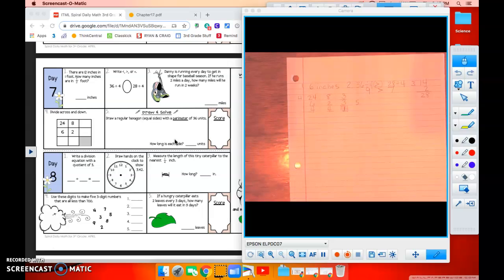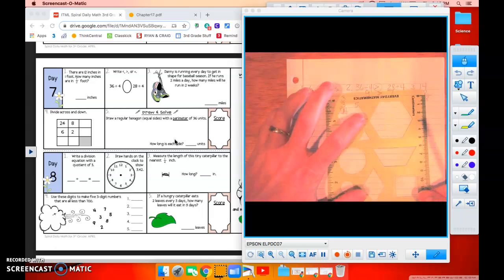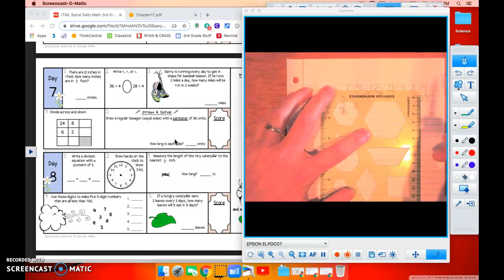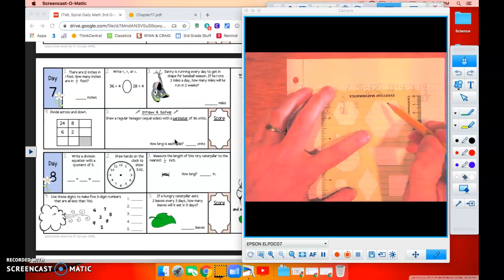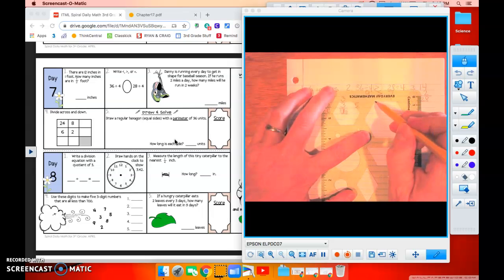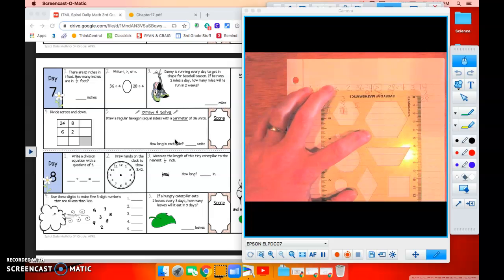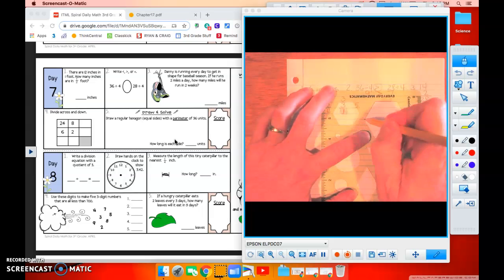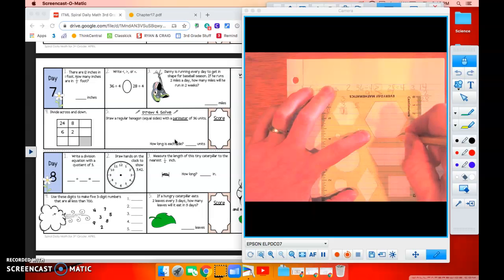Draw a regular hexagon, equal sides, with a perimeter of 36 units. So I am going to just kind of jump ahead time-wise here, and we are going to pretend that this one right here, okay, this is going to be 6 units, right? And 6 units, 6 units, 6 units, 6 units, and 6 units.